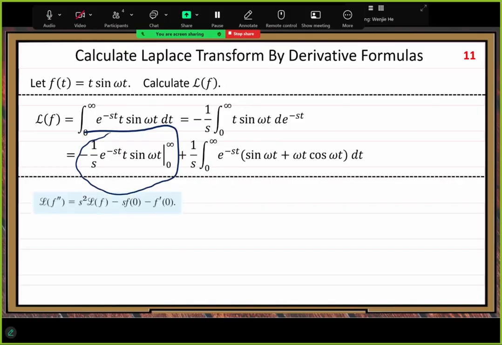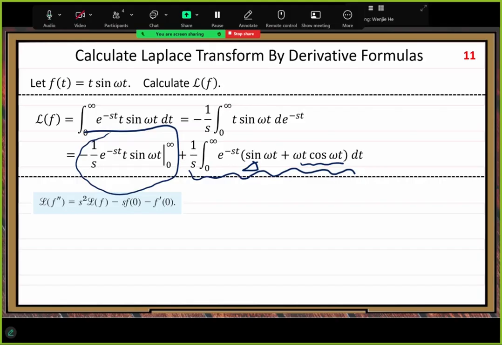But the question is how to calculate the next integral. The first one is easy to calculate, right? But the second one you have t cosine, and it is not easy to calculate. Although if you do another integration by parts, you can calculate the second one. But you need to do another integration by parts. Here, I didn't continue. I just let you know, in order to find the answer, how much work you need to do. Okay, that's enough.